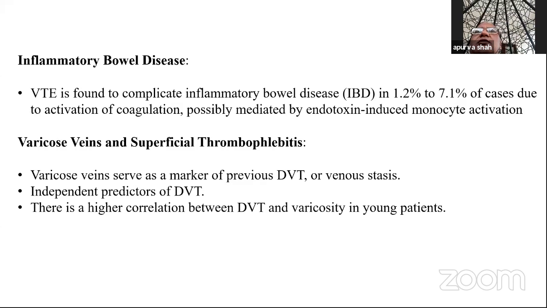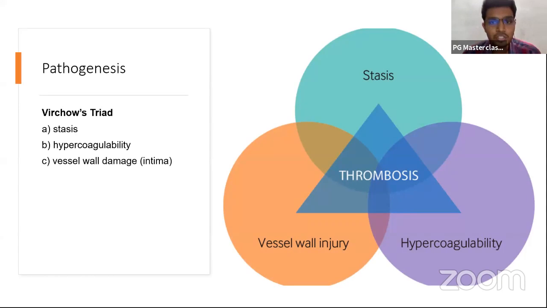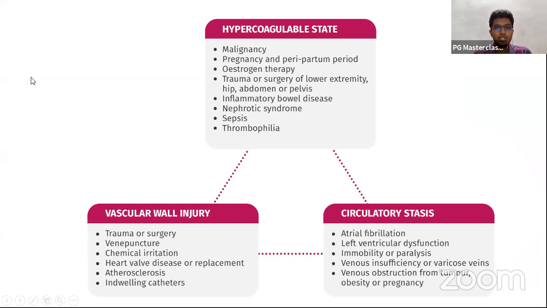Vishnu, go ahead. Yes. So coming to the pathogenesis of development of deep venous thrombosis, Virchow's triad explains the pathogenesis of the development of deep venous thrombosis. Virchow's triad is a trifecta containing stasis, hypercoagulability, and vessel wall damage. Conditions which cause a hypercoagulable state include malignancy, pregnancy and peripartum and postpartum period, patients undergoing estrogen therapy, patients who have suffered trauma or surgery of lower limb extremities, hip and abdomen or pelvis, patients with inflammatory bowel diseases, patients of nephrotic syndrome.